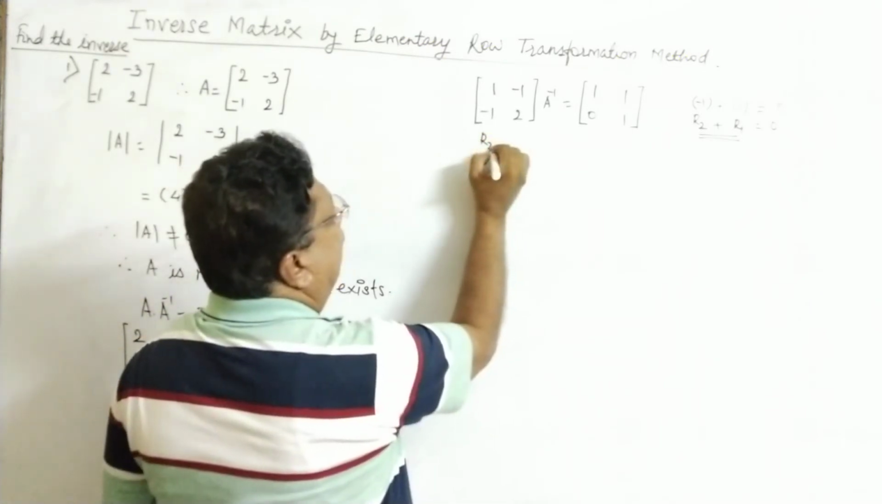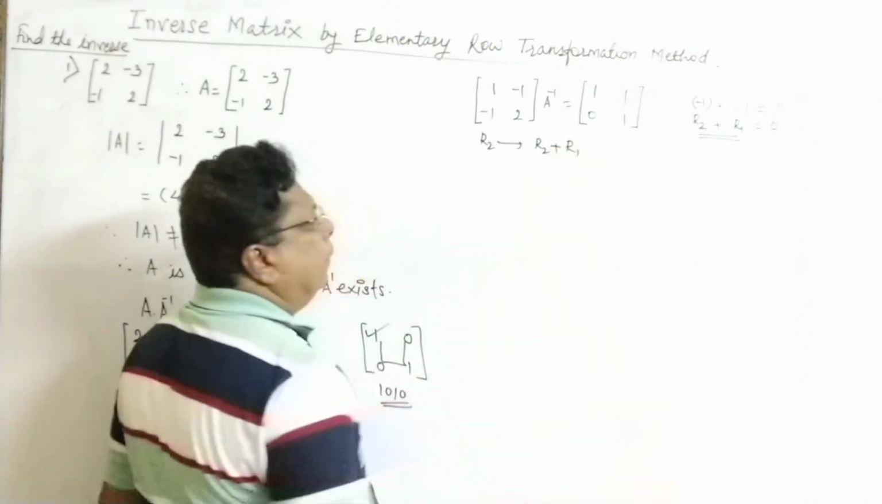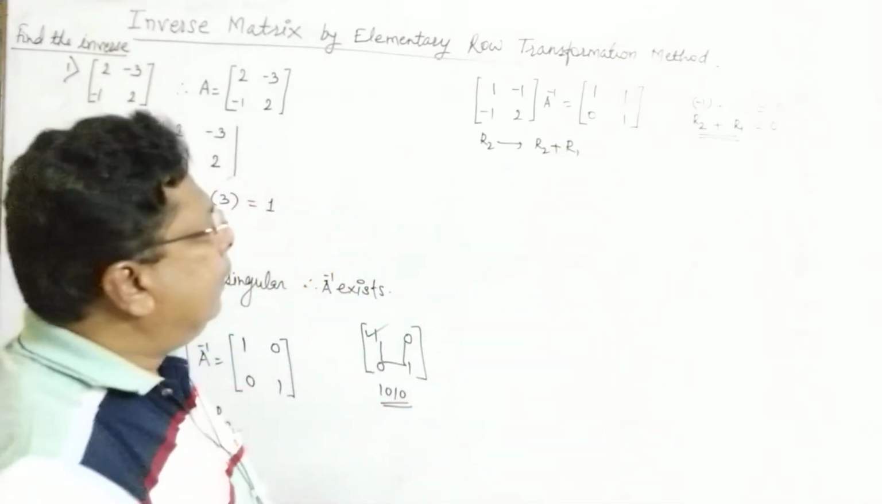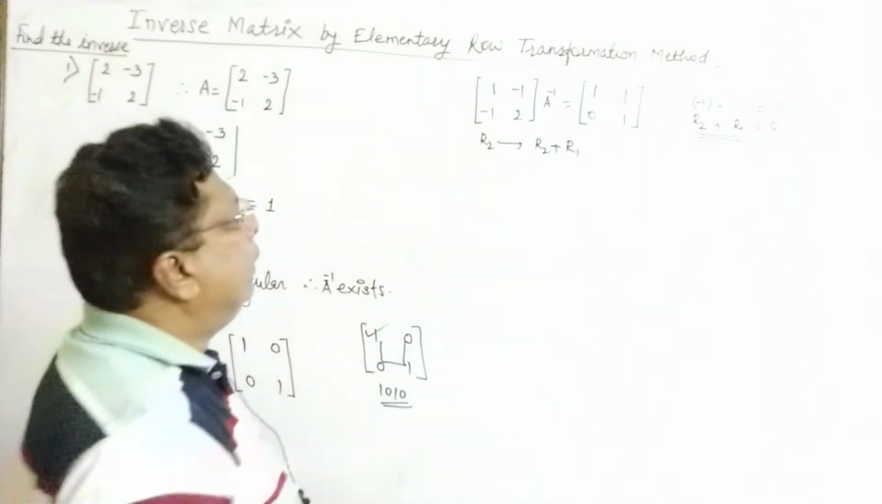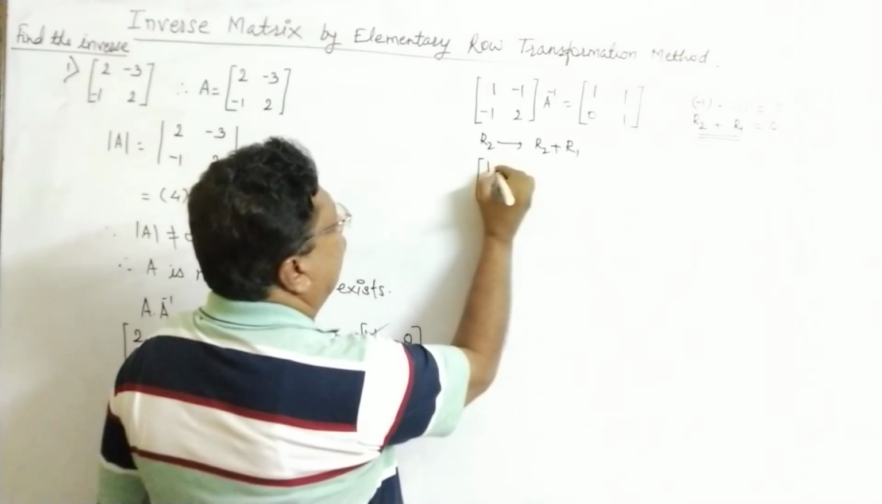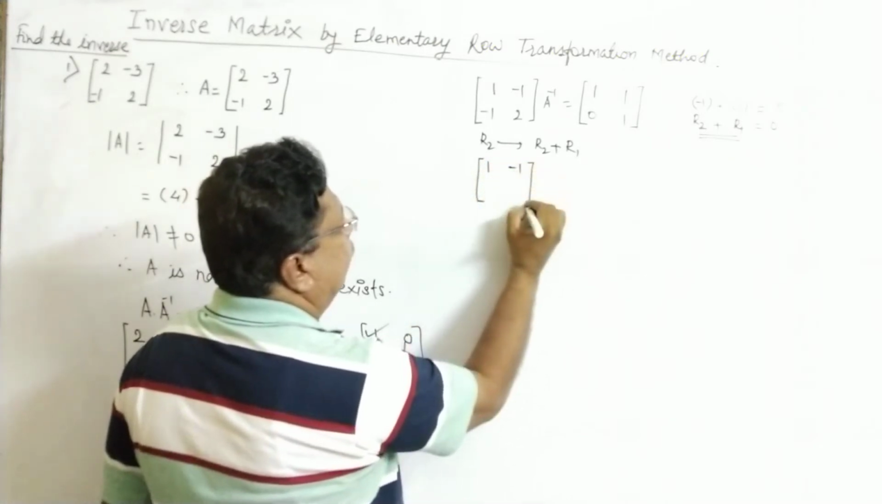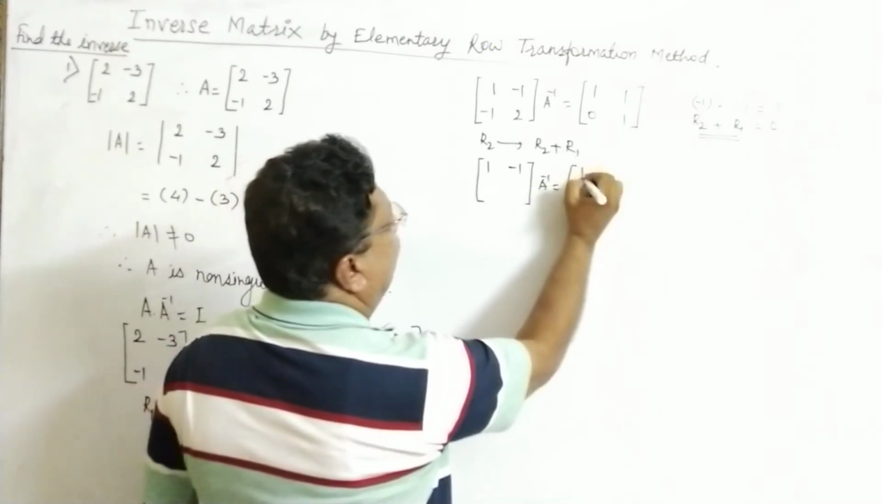So R2 implies R2 plus R1. Again, take simple addition. Which row will change? The second row will change. It means no change in the first row. Write down the first row first: 1 minus 1, A inverse, 1 1.